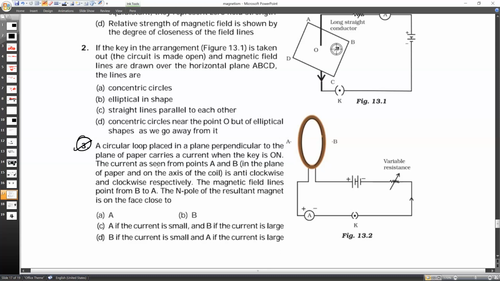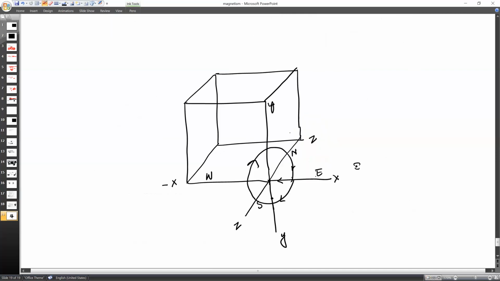We are given a circular loop placed in a plane perpendicular to the wire. Perpendicular means the wire is perpendicular to the plane. So you can imagine it this way. Consider that this is the plane of the paper, and half of the wire is coming out of the paper, and half of the wire is going inside. So you can consider anything.